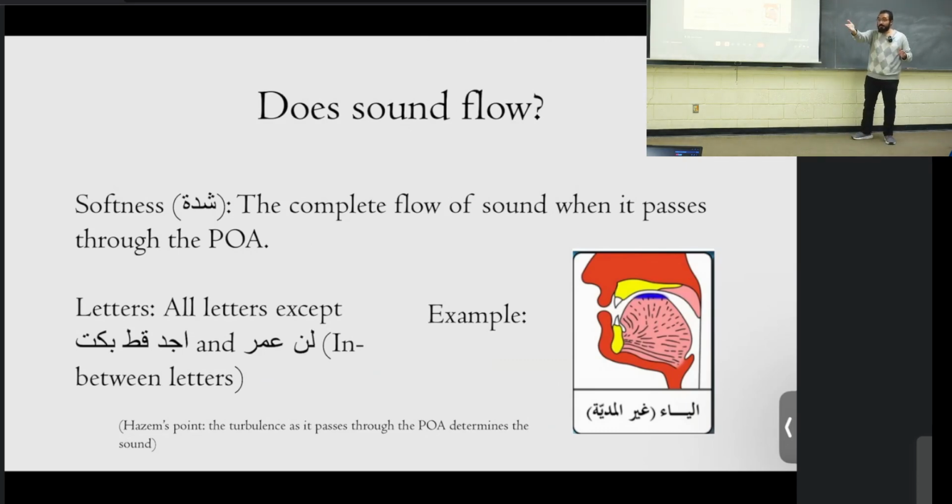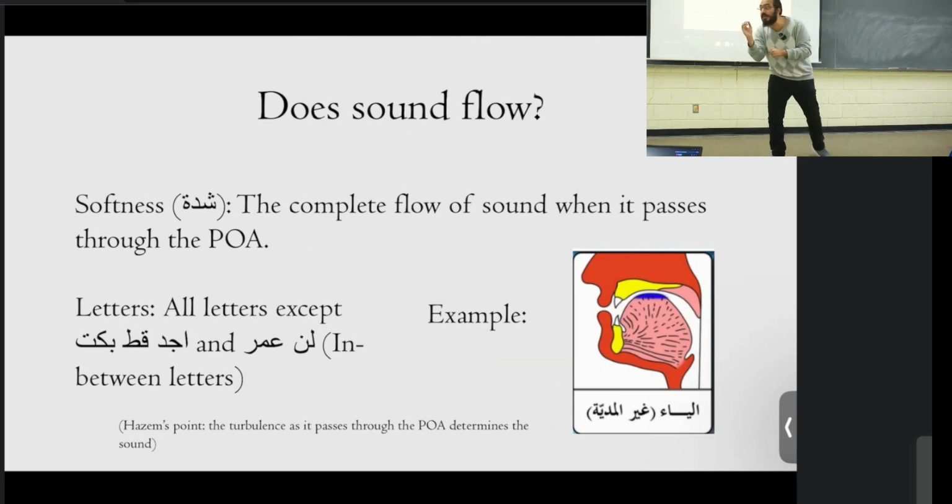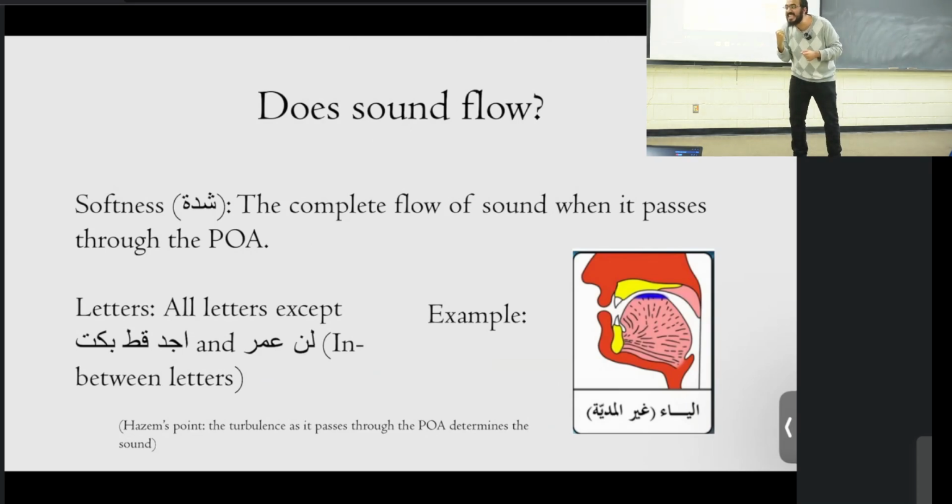Simple. Because of the pressure. The turbulence of the air as it passes through the makhraj creates that noise. When the letter goes through the makhraj, there's pressure there, and that's why the sound comes about differently. You notice it very well with ya. Do ya strongly.